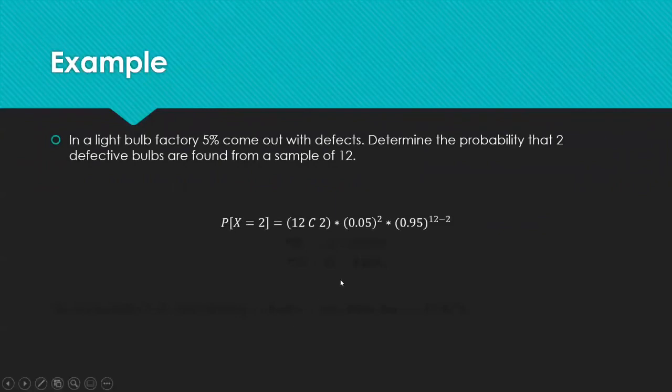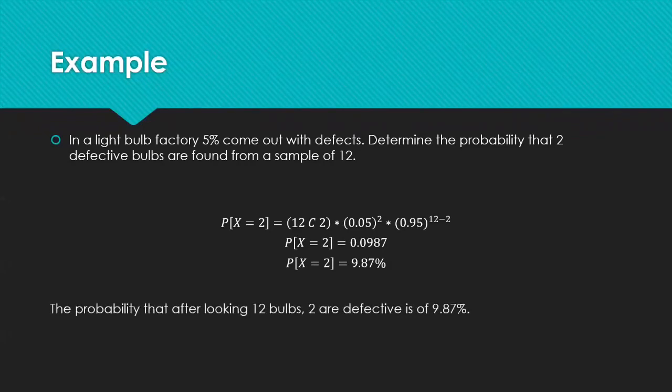Finally, we substitute the values in the formula, and we obtain this number. If we want to represent it in percentage, it is going to be 9.87%. And finally, the interpretation is that the probability that after looking at 12 bulbs, 2 are defective is 9.87%.